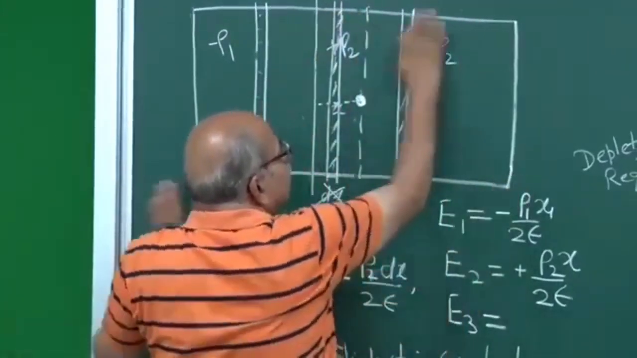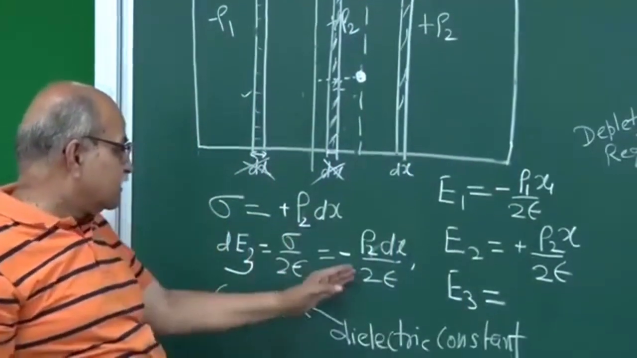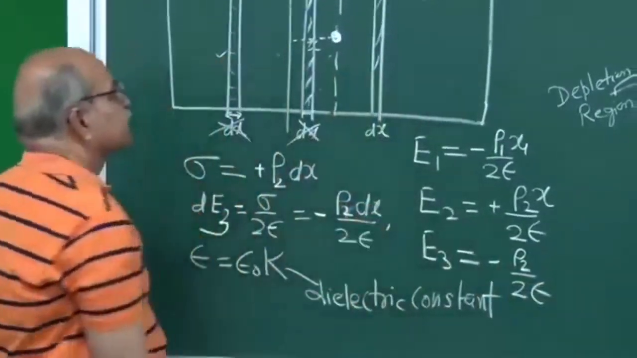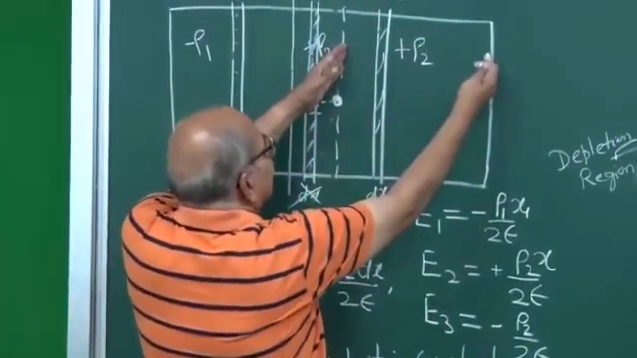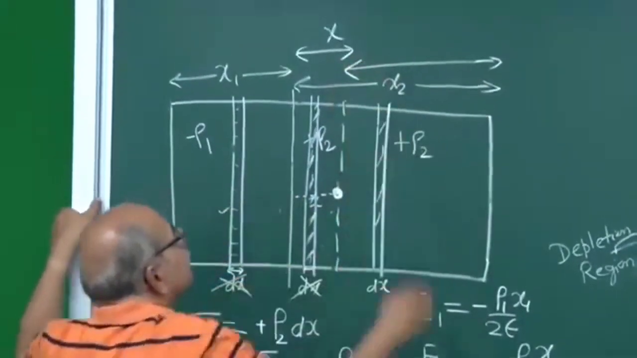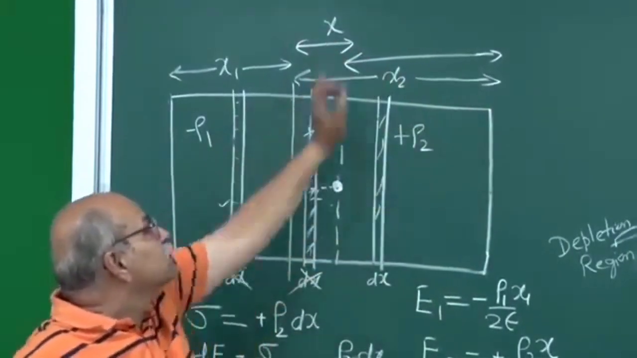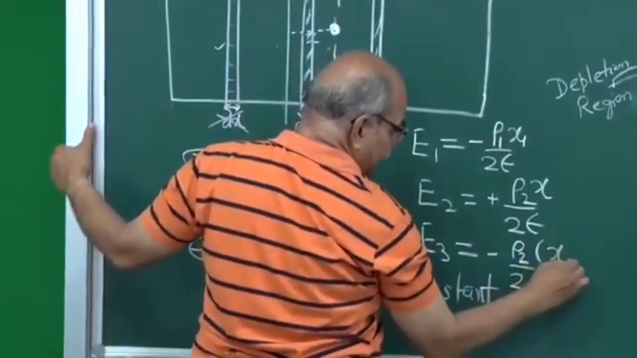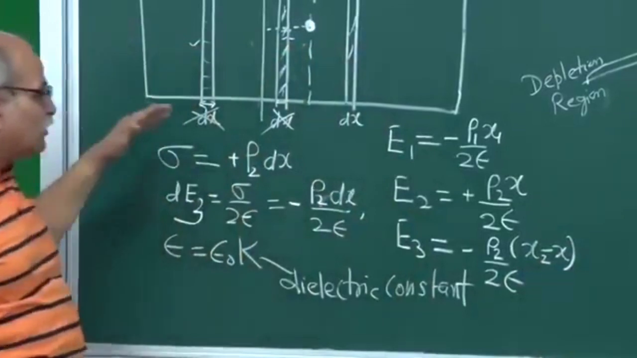So the third part is electric field due to this much, and that will be, when you integrate this, you will have minus ρ2 over 2 epsilon, and then this dx. Now dx, when you integrate, you get this length. And how much is this length? This length is x2 minus x. So E3 will be minus ρ2 over 2 epsilon times (x2 minus x). So now I have all three contributions.